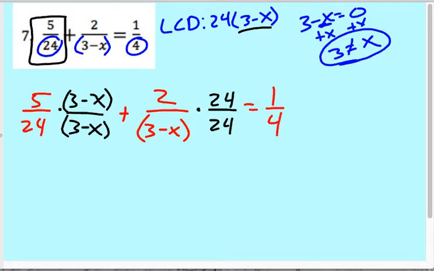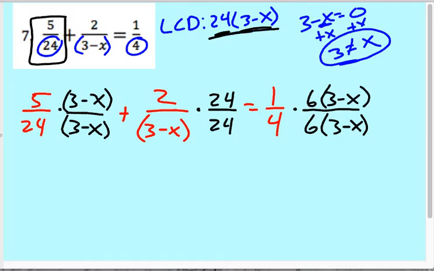1/4. Okay. First of all, we got to get that 4 to be the 24. So I'm going to multiply by 6 over 6. And we also need, obviously, a factor of 3 minus x in order to get a common denominator for all 3 of my fractions in this equation.